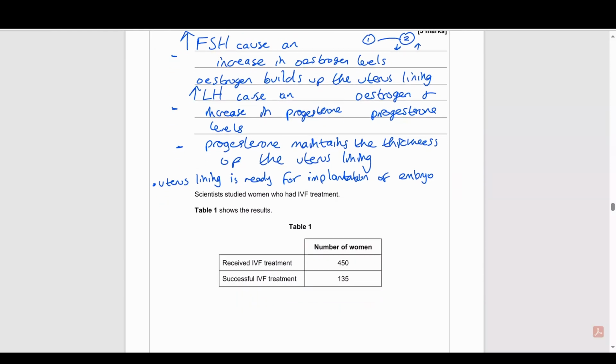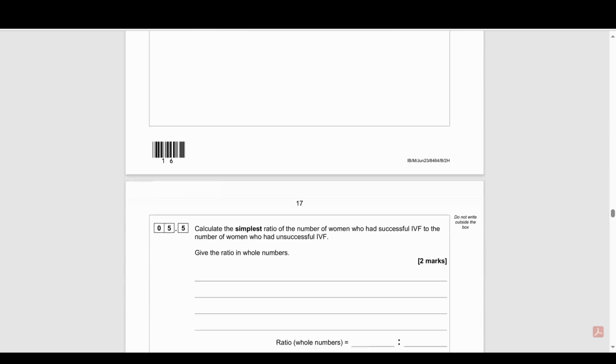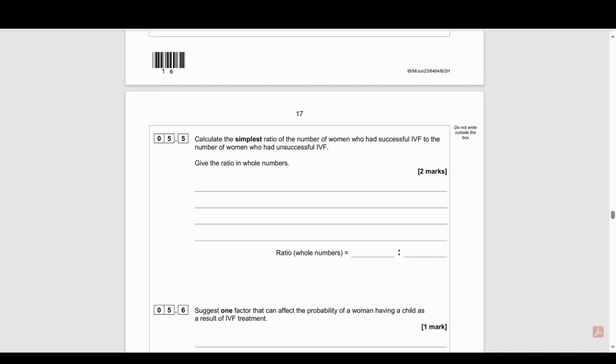Scientists studied women who had IVF treatment. Table 1 shows the results. So here's our table. The number of women that received IVF treatment is 450. The number of women who had successful IVF treatment is 135. Calculate the simplest ratio of the number of women who had successful IVF to the number of women who had unsuccessful IVF. Give the ratio in whole numbers.